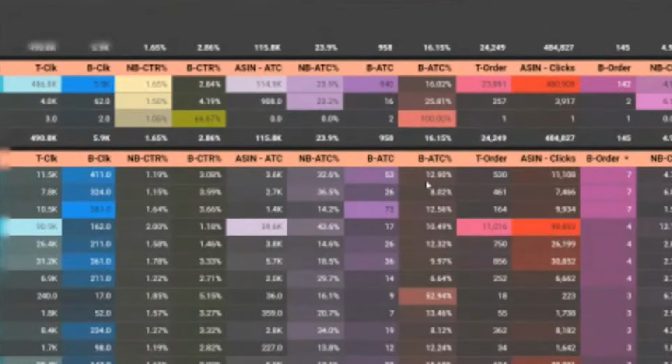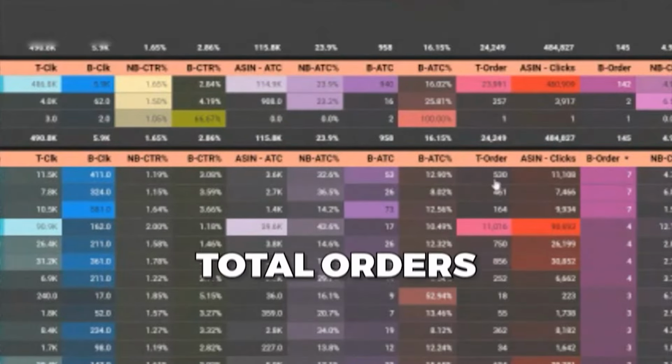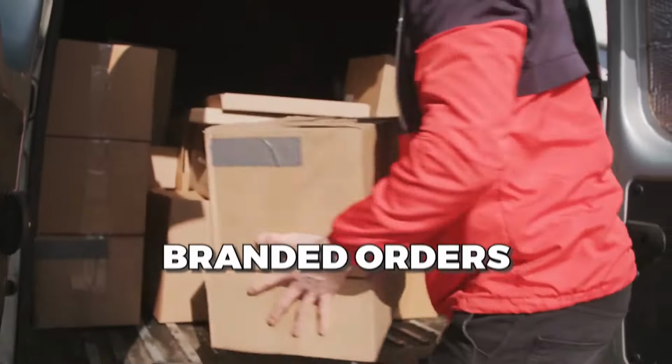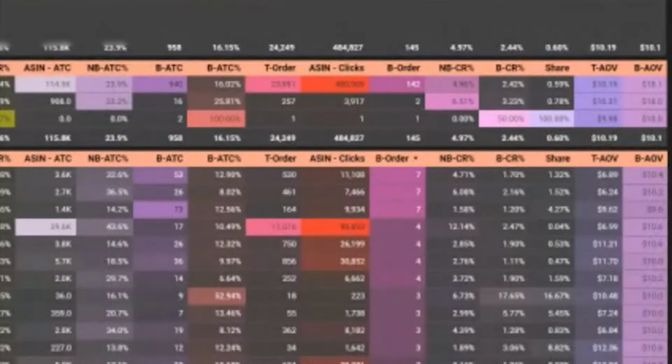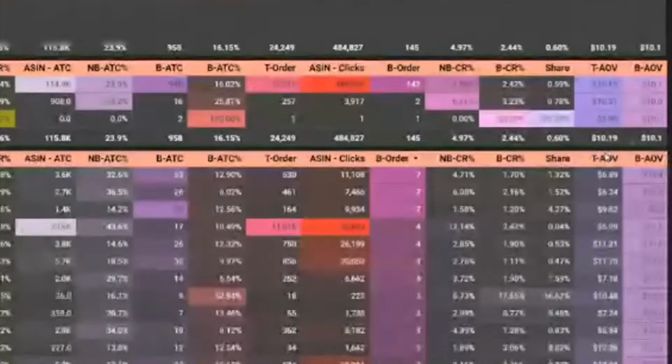Now if you see the branded add to cart percentage is this one, total orders is this one, the branded orders are so less, here you can see. And obviously the percentage share, we are taking very less share as well, that is obvious.